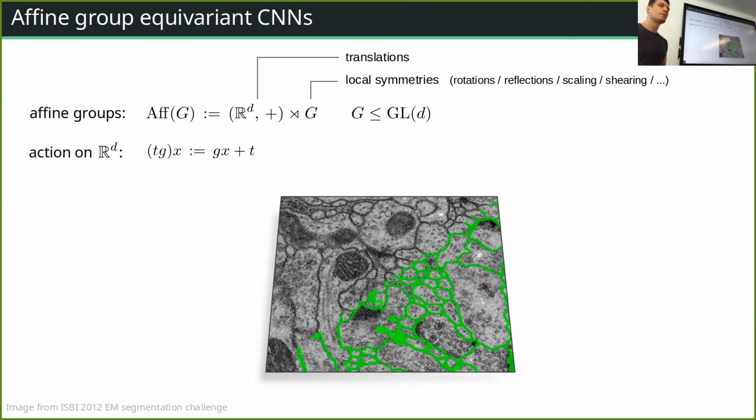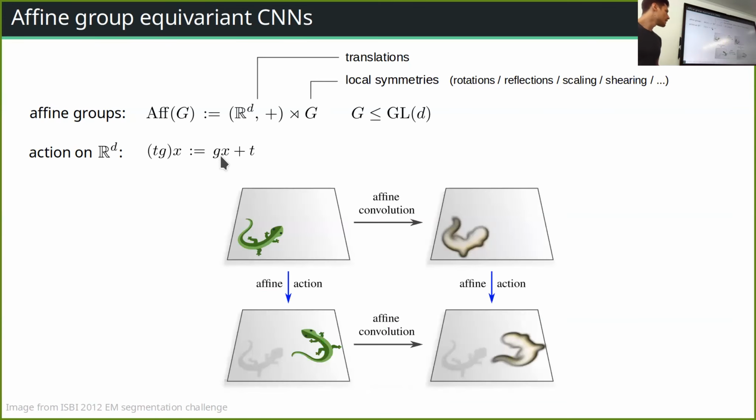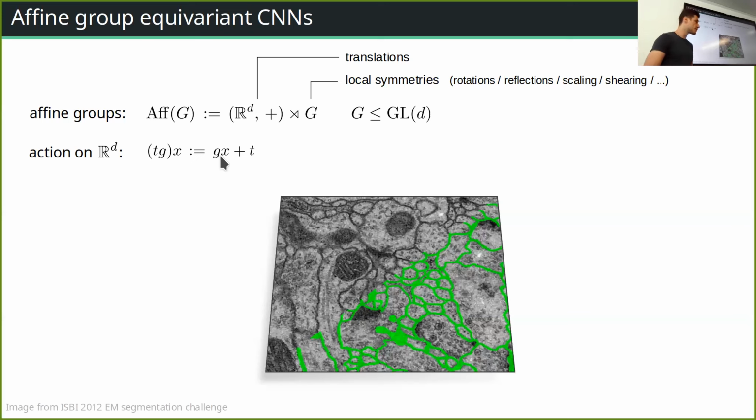And this group has a canonical action on the image plane. Since it's split into a translation and this G symmetry, we can always write the group element as TG. And it acts by basically translating a point and then rotating or scaling it or something like that. And this is obviously useful if you have such biomedical imaging tasks.